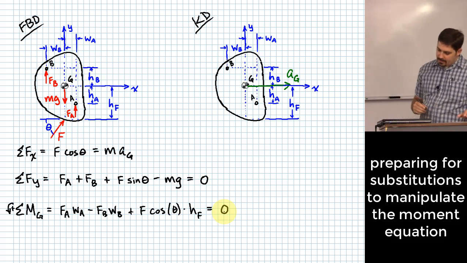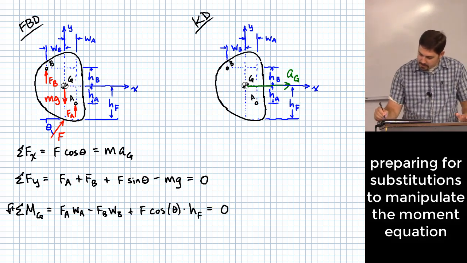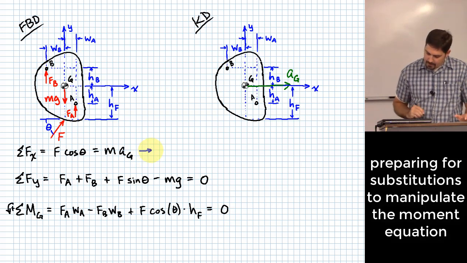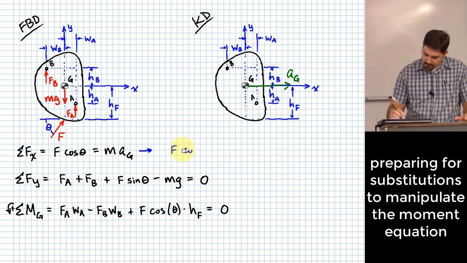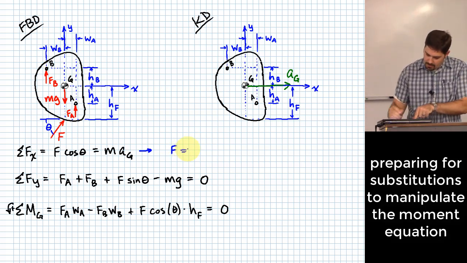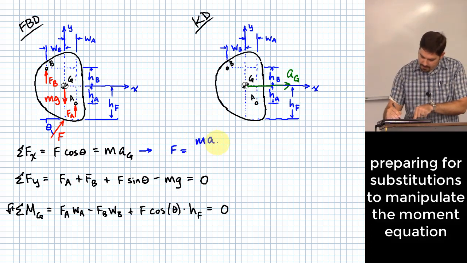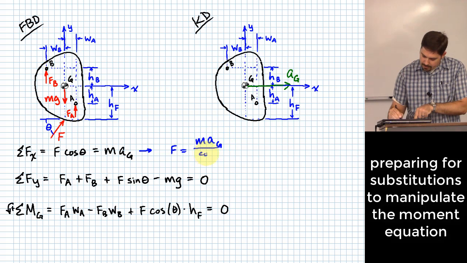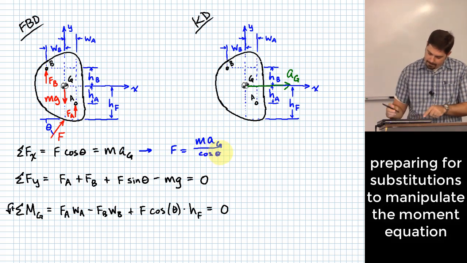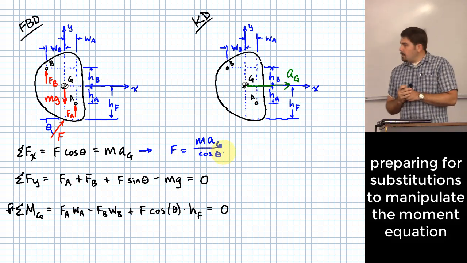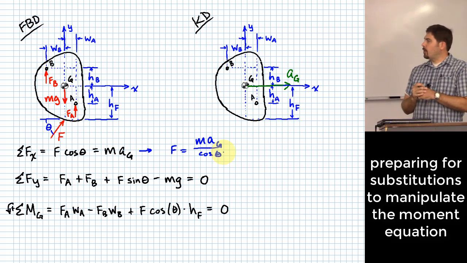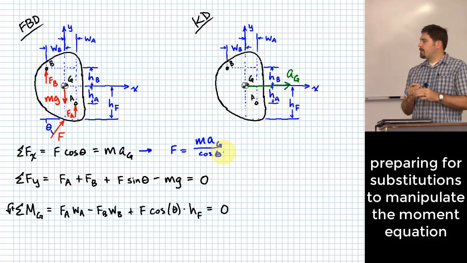The first thing I want to do is go in here and solve this equation for F. So F is going to be equal to m times a sub g over the cosine of theta. All right, so far so good. Why do you think I'm doing that?